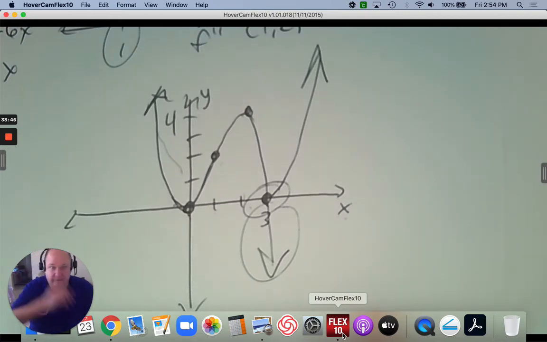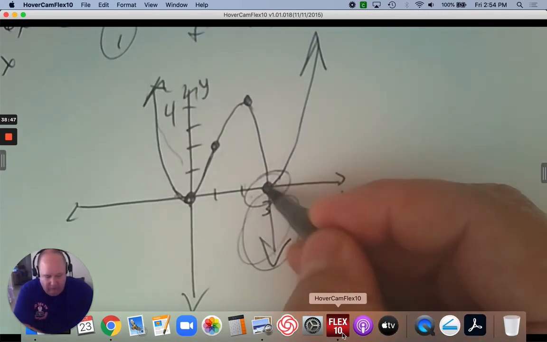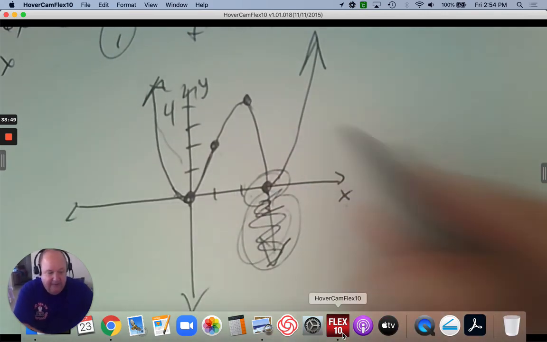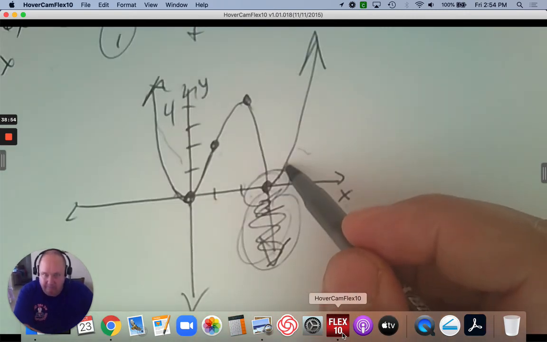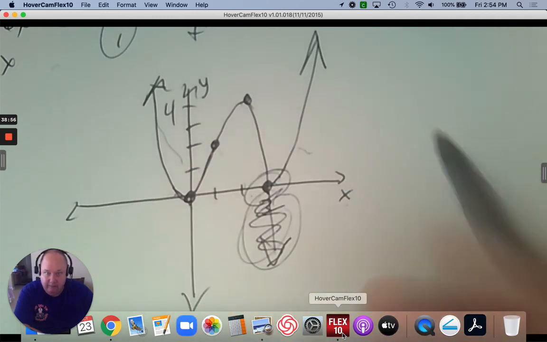All right, yes. So this part that's below gets reflected up, and now it's the absolute value. So graph it without the absolute value, then whatever's below gets reflected up, and it's done.